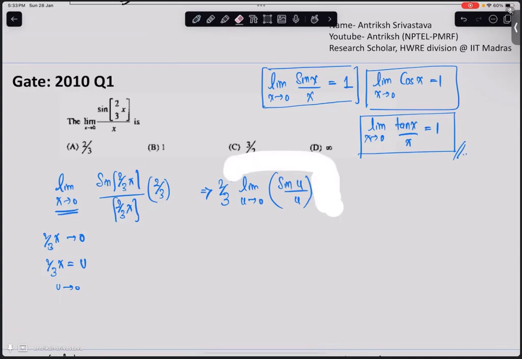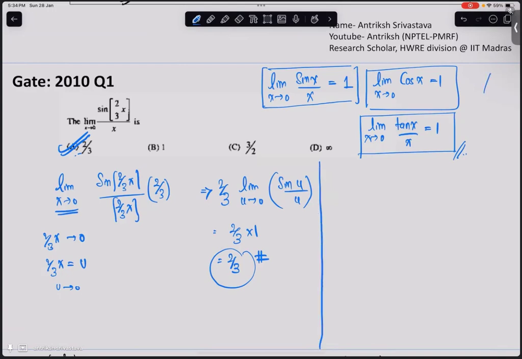So what is the final simplification of this answer going to be? 2/3 into 1, that is 2/3. So option A is the correct answer. There is another way. If you don't remember these things, another way is to use L'Hospital rule.